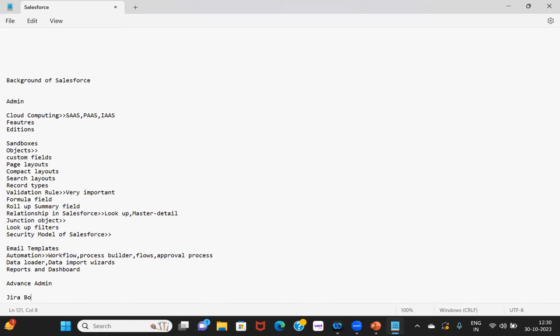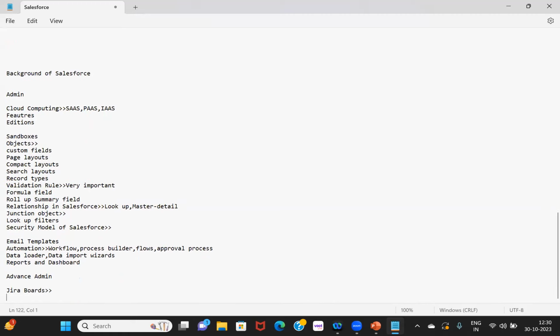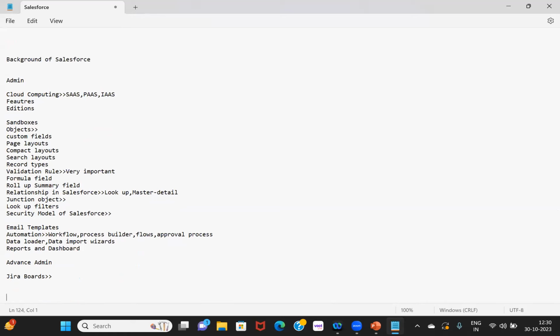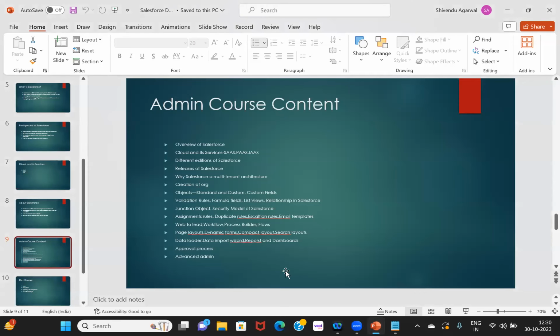If you go to work on any project, there is a Jira board. All the tasks and all the stories are mentioned over there. So those are the most important topics that we are going to cover. And some others, like dynamic forms and compact layouts, we're also going to cover.